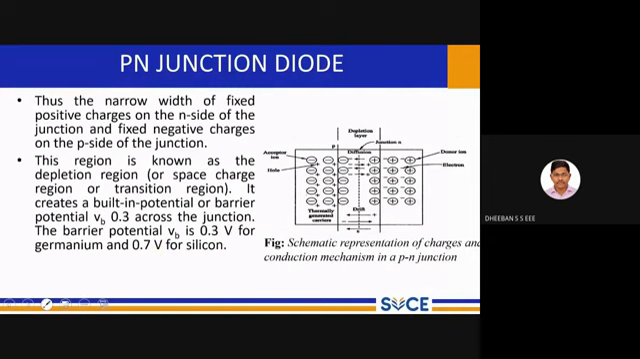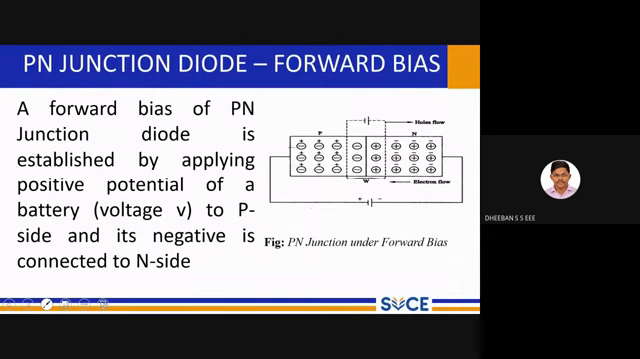So now moving on, forward bias. What do you mean by forward bias? Forward bias of a PN junction diode is nothing but establishing the positive potential of the battery on the anode, so the electric field flows from the anode to the cathode, or from the p type to the n type. If the flow is from the p type to the n type, then it corresponds to forward bias.